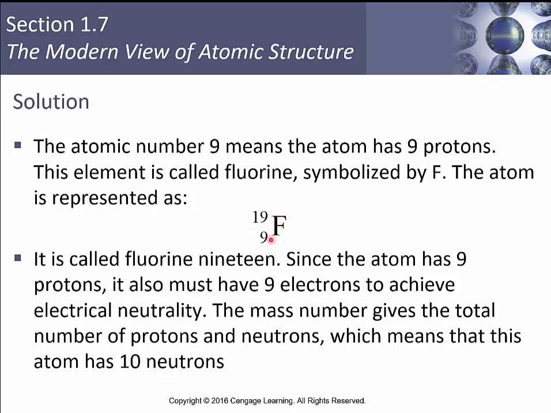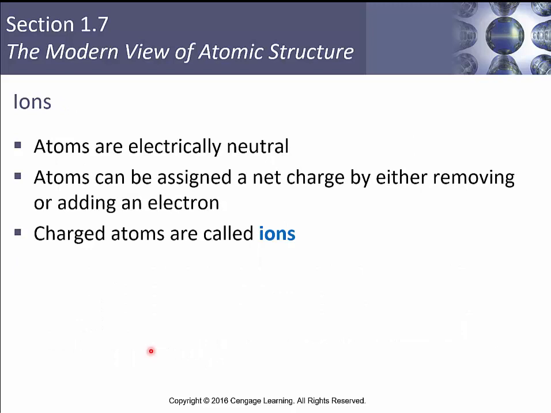I'm going to put a 9 down here because it's got 9 protons. It is fluorine 19 because the atom has 9 protons. It's also going to have 9 electrons to balance out those 9 protons to achieve electrical neutrality. And the mass number gives the total number of protons and neutrons, which means this atom has 10 neutrons. So atoms want to be electrically neutral. And most of the time, when we're talking about an atom, we're talking about an electrically neutral atom.